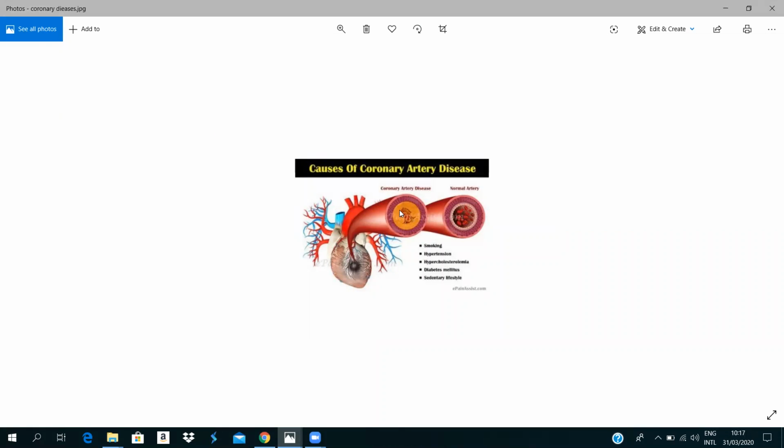What happened here? That is the coronary artery. When smoking or hypertension or cholesterol or diabetes happen, all of these are causes of artery disease. The artery is blocked. But coronary artery disease is very, very harmful for humans.